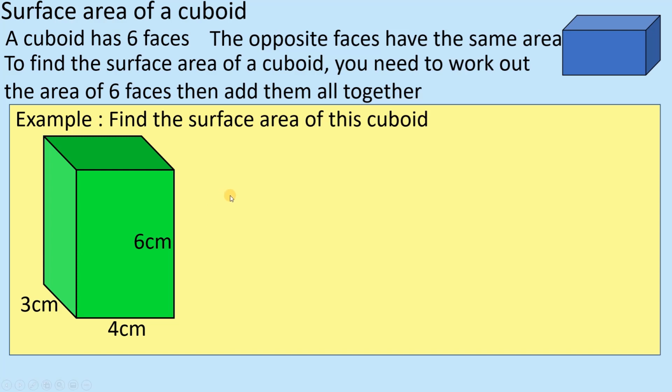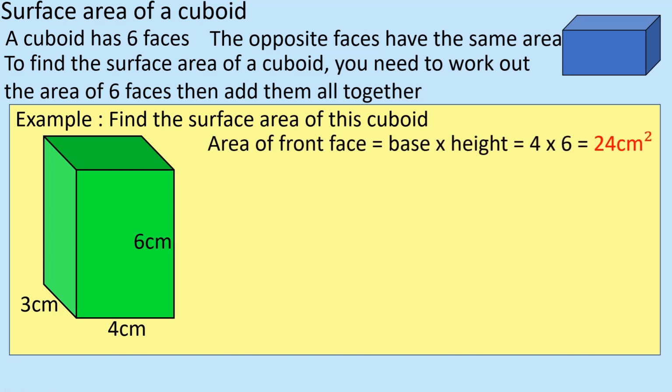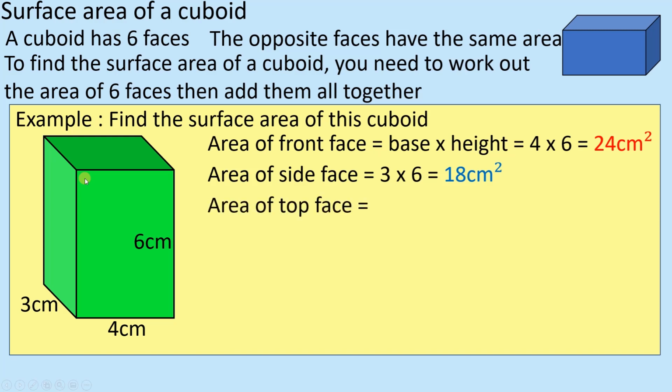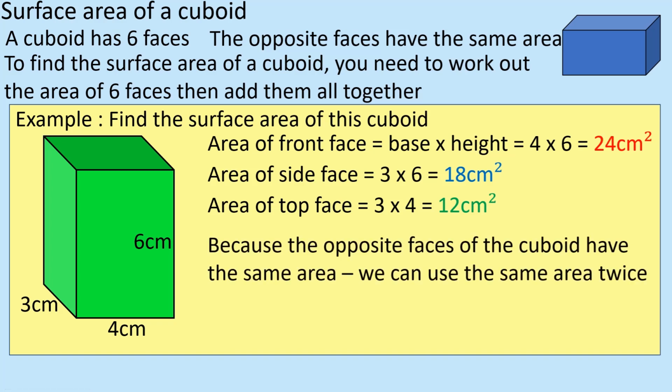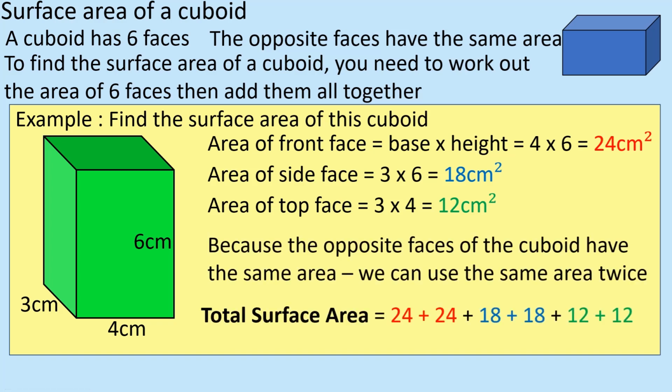An easy way of doing this is to think about the front face, which is 6 by 4, which is 24. Think about the side face, which is this one over here, which is 3 by 6, which is 18. And then think about the top face, which is 4 by 3, which is going to give you 12. That gives you those 3. Because they've been repeated, you're going to get the same 3 again, so you just double all that. So you've got 24, 24, 18, 18, 12, and 12. Add the whole lot together and it gives you 108.